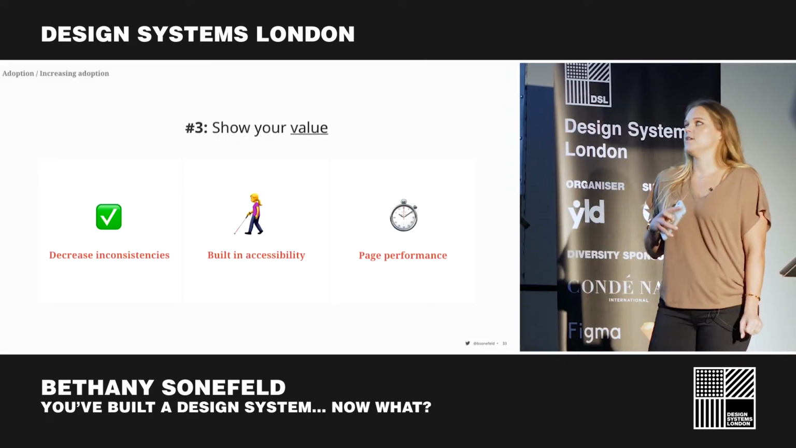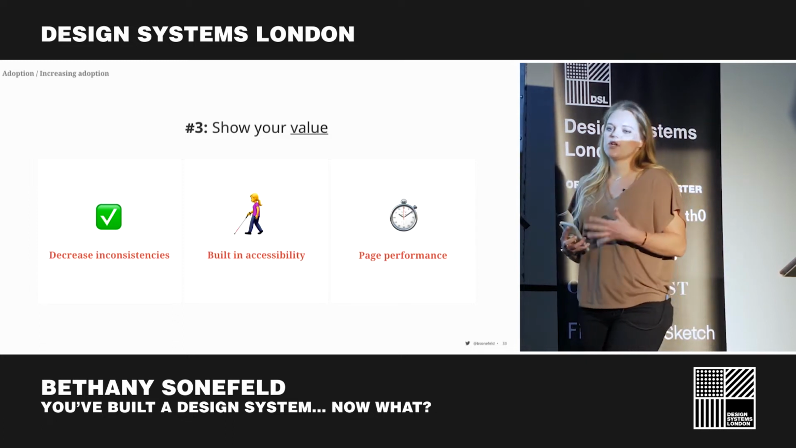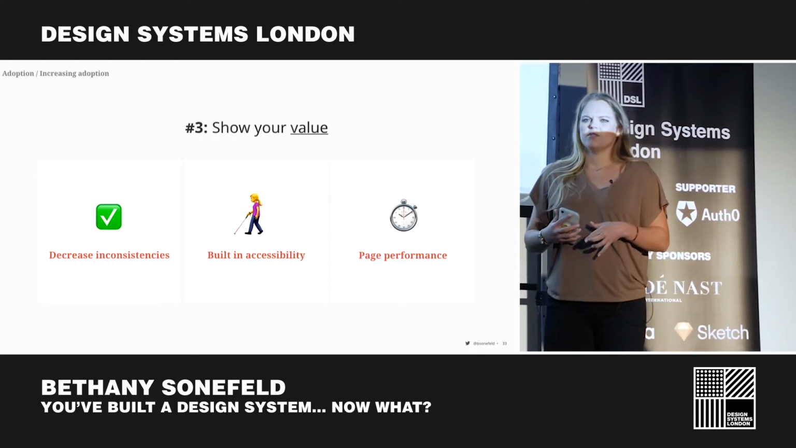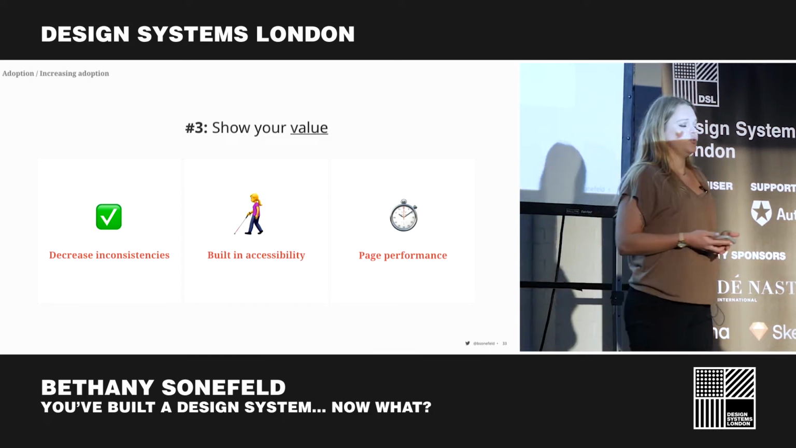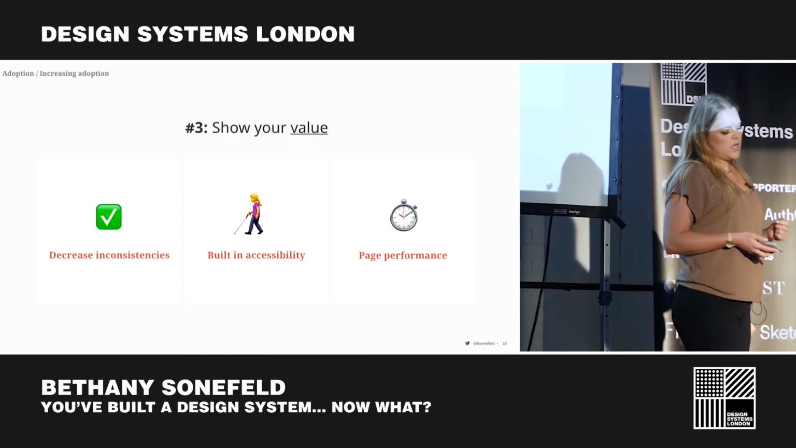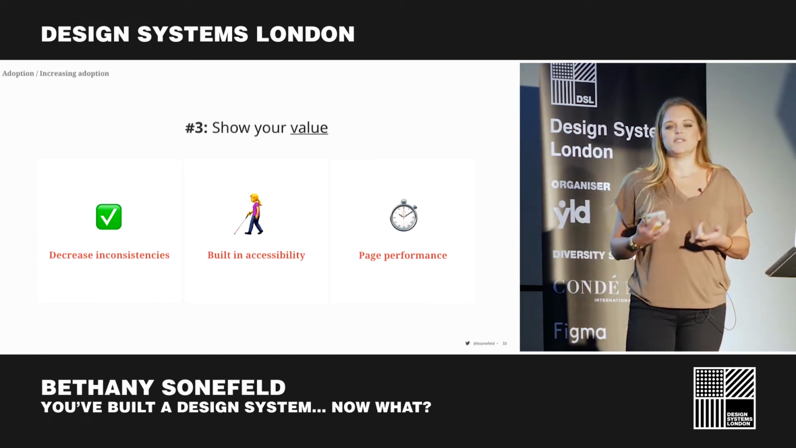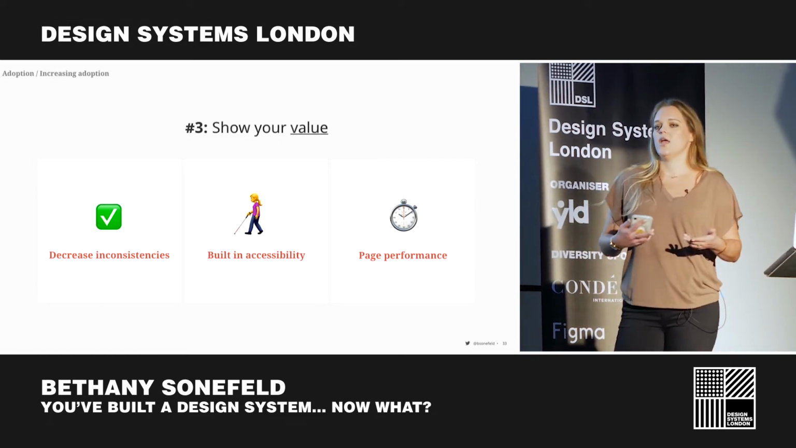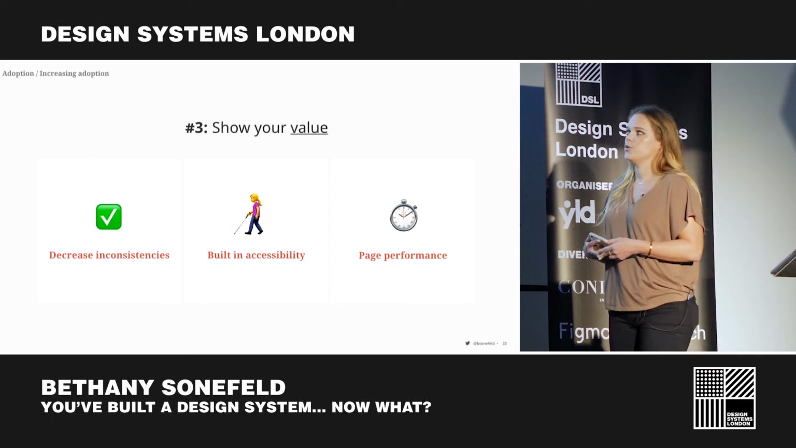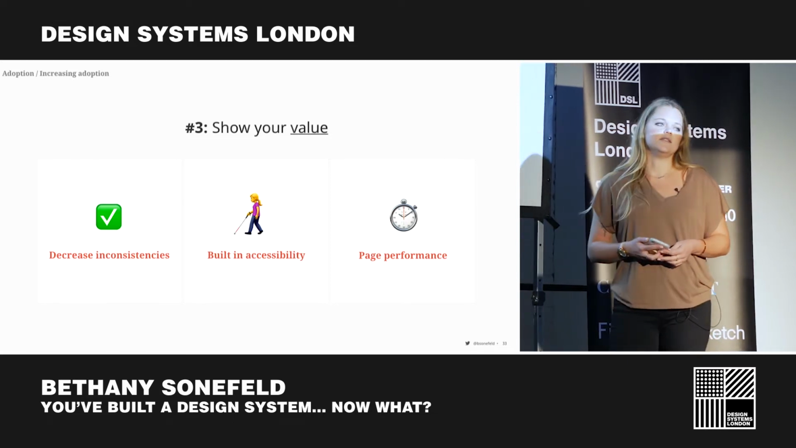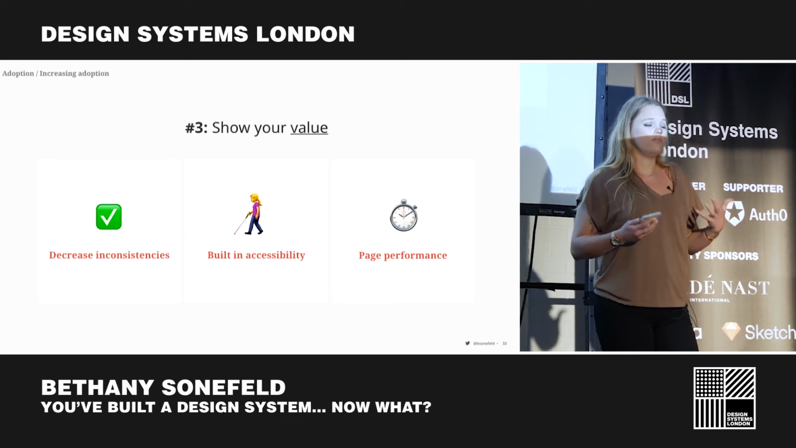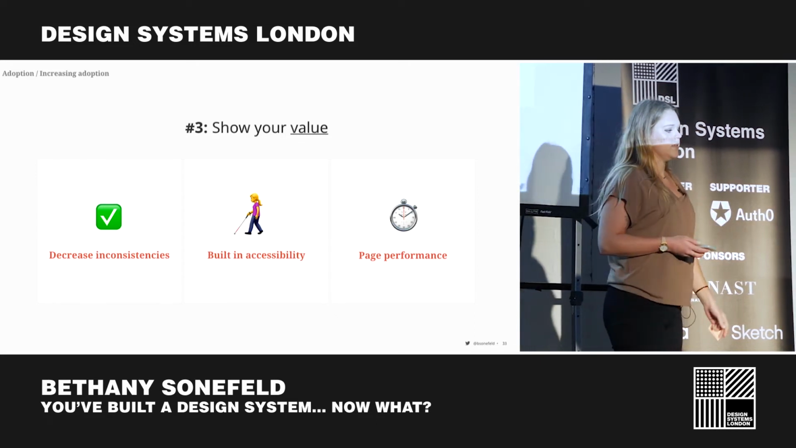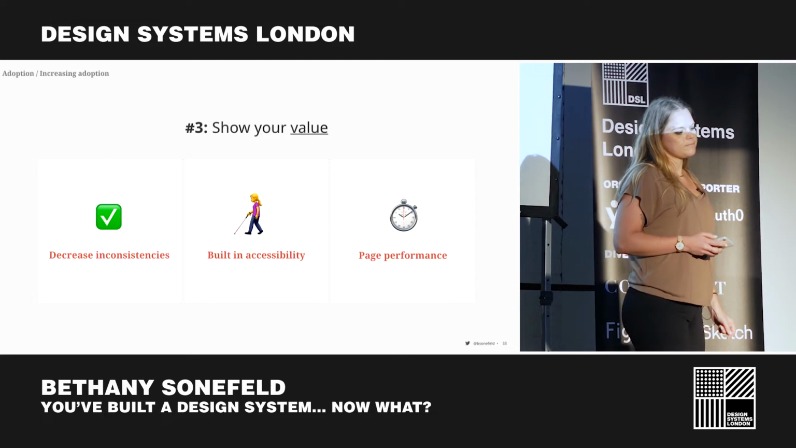Step 3 of increasing adoption is to show your value. I talked about this a little bit earlier, but design systems are really cool. Be proud of all the things that it has to offer to your product teams and your users. It can range from built-in accessibility patterns to an increase in page performance speed to a decrease in UI inconsistencies. Whatever those things are, demo them and be proud and show off all the cool things that your system has to offer.